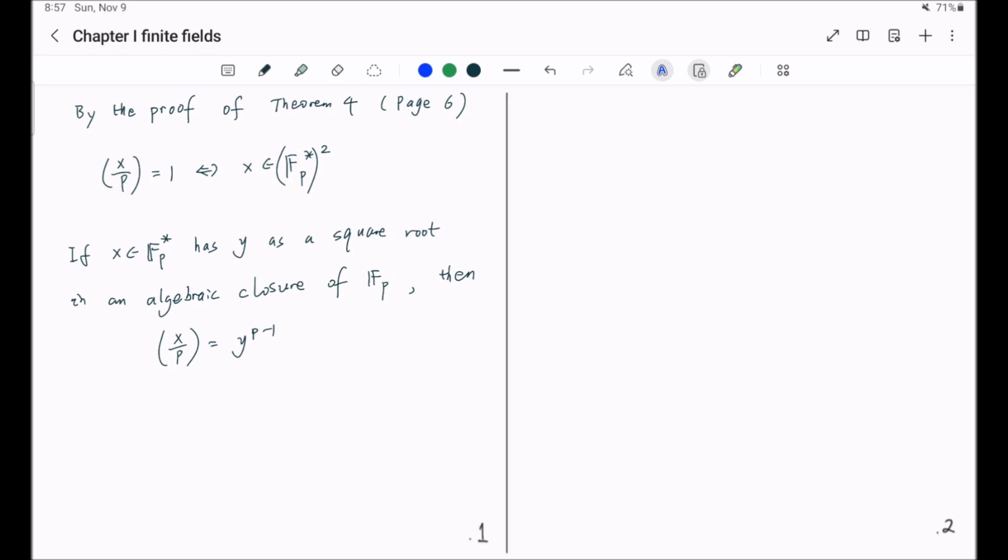For the rest of this section, we shall compute the Legendre symbol of x mod p for 3 particular values of x. And to this end, we shall introduce 2 functions of integers. If n is an odd integer, we let epsilon of n and omega of n be elements of Z mod 2Z defined as follows.